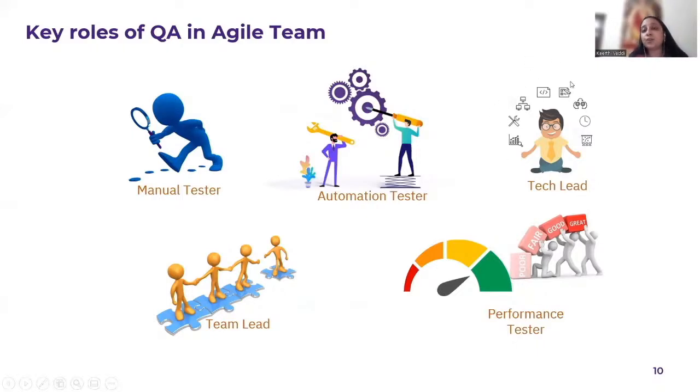A technical lead is a person who helps us resolve any technical issues, and he is also the person who takes care that the team is on the right path without deviations. And a team lead is a person who takes care of process-related issues and ensures the team is on the right path related to the process.